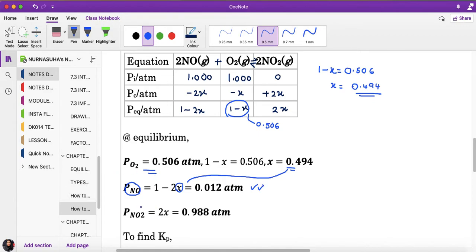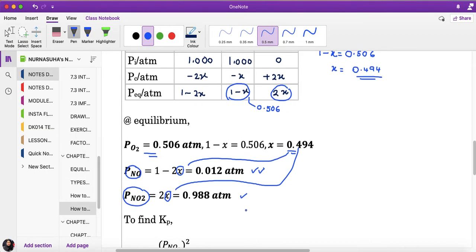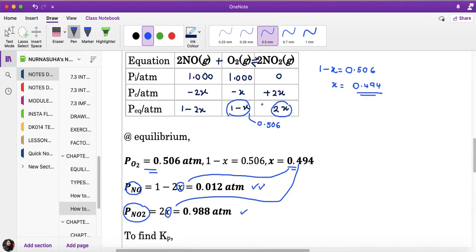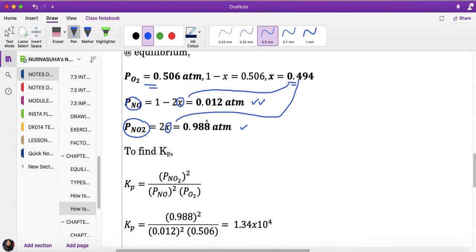So next one, pressure untuk NO2. Ni, NO2, pressure at equilibrium adalah 2x. So X, again X, masukkan value yang ni. So you akan dapat 0.988 atm. Jangan lupa kalau kita cari pressure, unit mesti ada. Okay, dah dapatkan nilai at equilibrium. Okay, dah tahu ni step 1. Kita dah tahu. So barulah kita boleh cari Kp. Sebab soalan nak cari Kp kan.